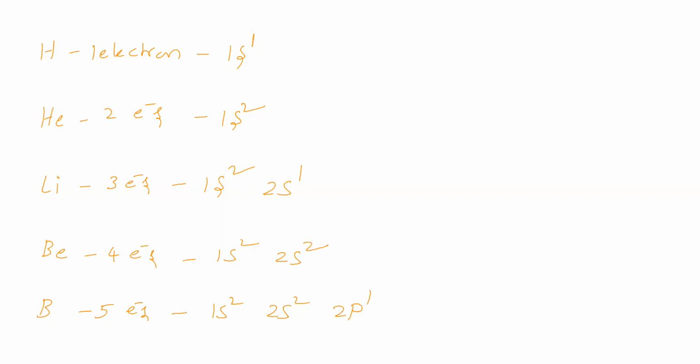Next we will write carbon. Carbon atomic number is 6. Therefore 6 electrons are there. First 2 electrons go to 1s. Next 2 electrons go to 2s. Next remaining 2 electrons go to 2p. So this is the configuration for carbon. Next we will take nitrogen. Nitrogen has 7 electrons.